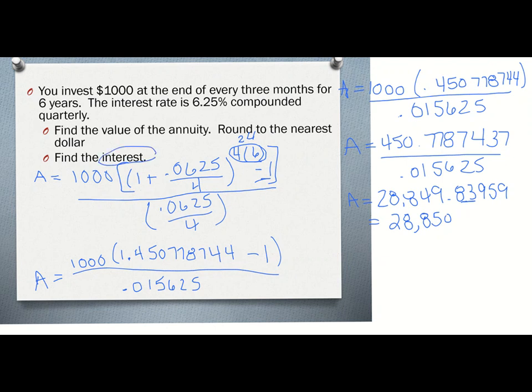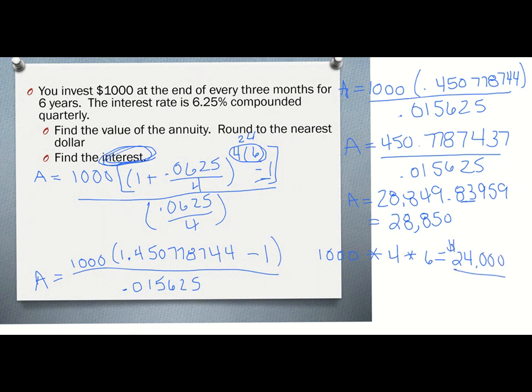They want us to also find the interest. So to do that, we first have to calculate, well, how much did we put into our investment? So we deposited $1,000 every 3 months. So that's 4 times a year for the last 6 years. So when we multiply 1,000 times 4 times 6, we end up with $24,000. That's how much we deposited.